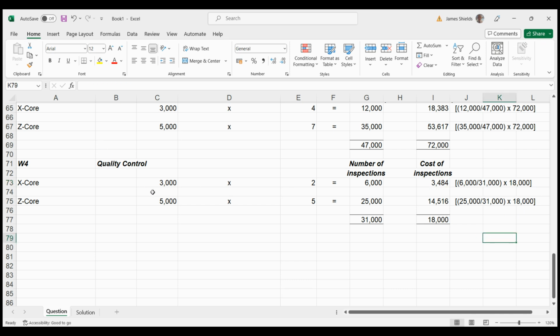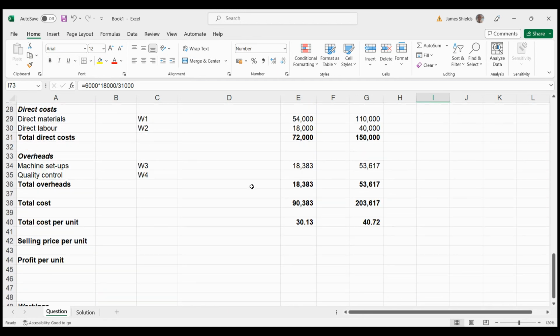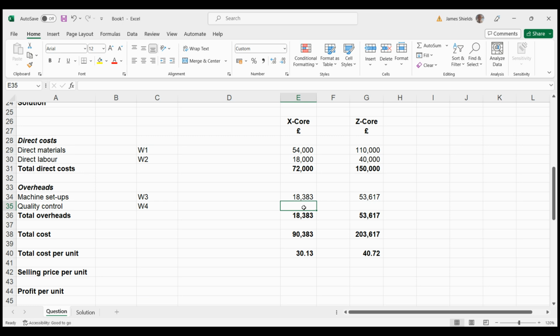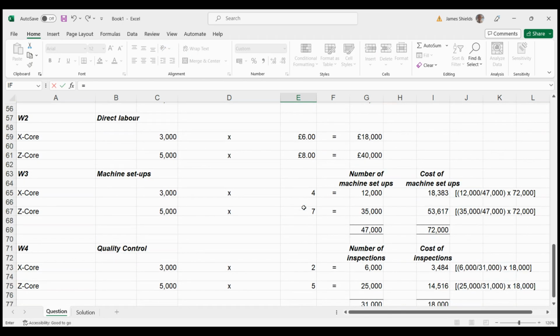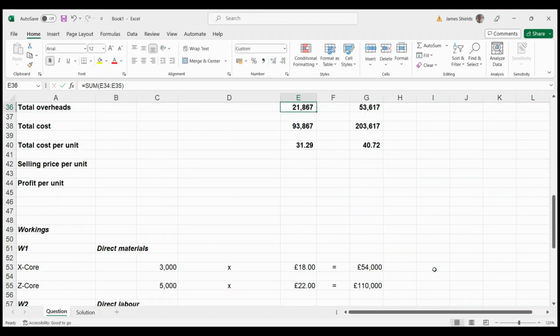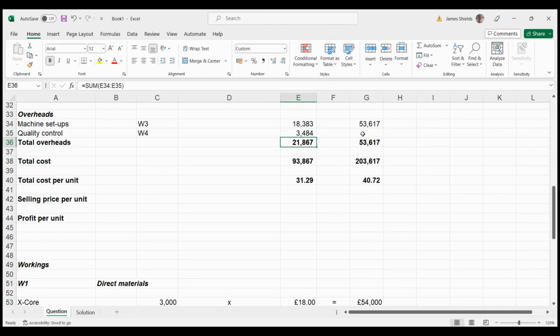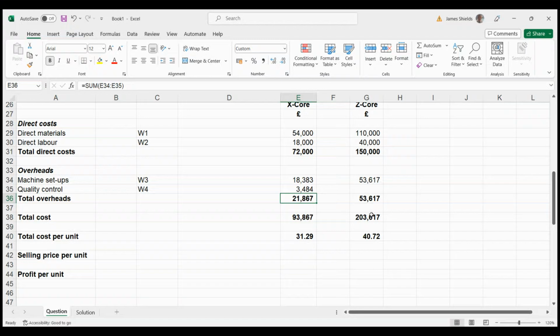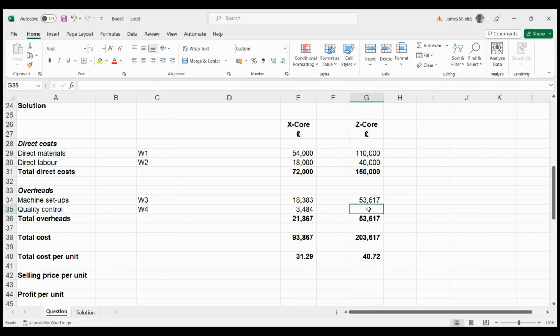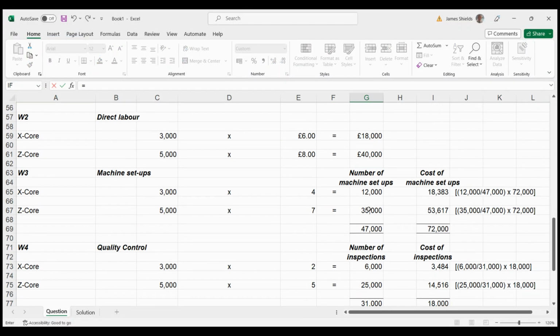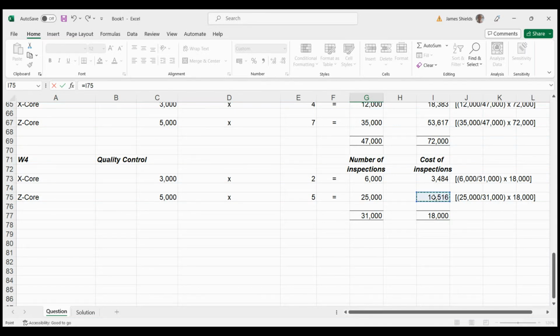Right, so now we can put the quality control elements, the costs now, into our calculations. So for X core, quality control for X core, we just worked out were 3,484. And for the Z core, the second column, here we go, the Z core, we worked out was 14,516.